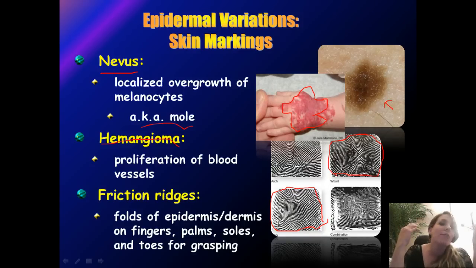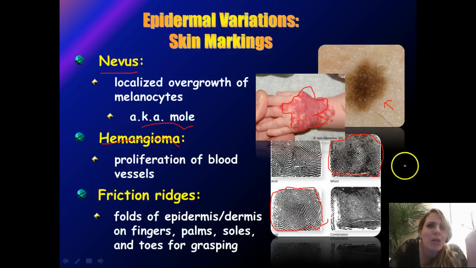So you actually have fingerprints on your fingers, the palms of your hands, the soles of your feet, and your toes. And they're not really there just to allow you to be identified in case you commit a crime. That's not why we evolved frictional ridges. We evolved them as ways of aiding grasping.